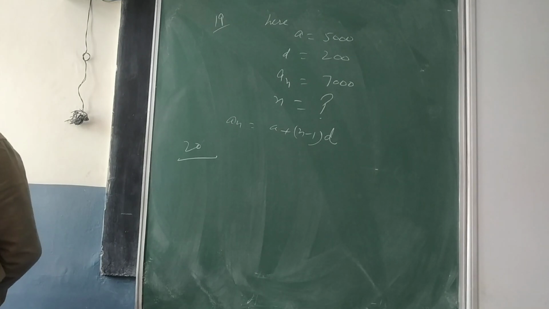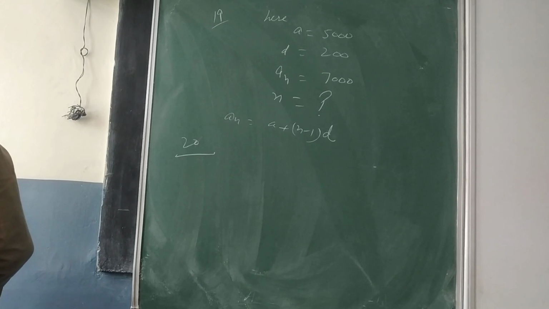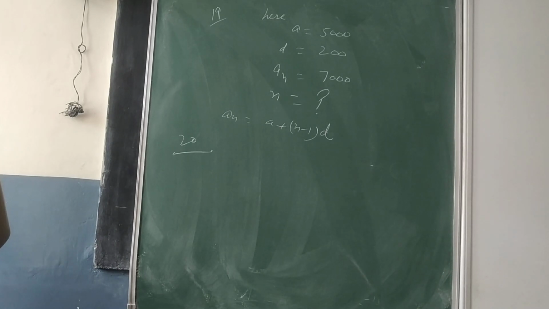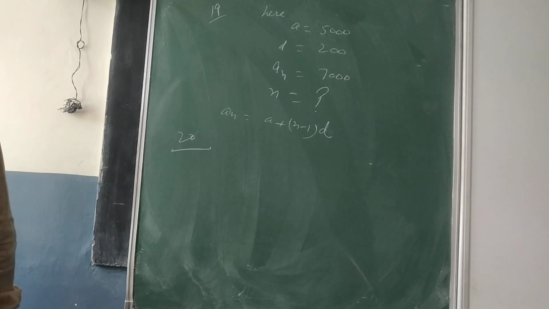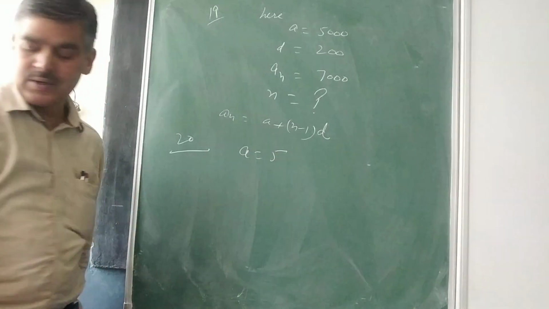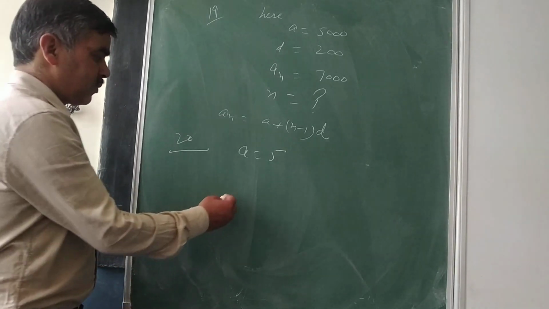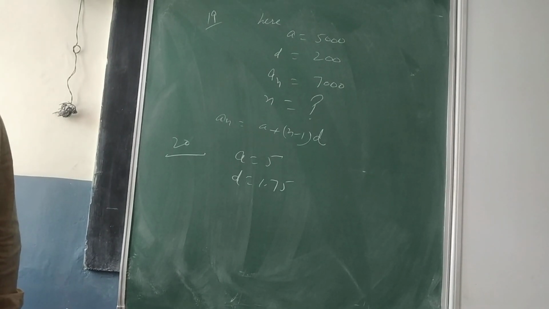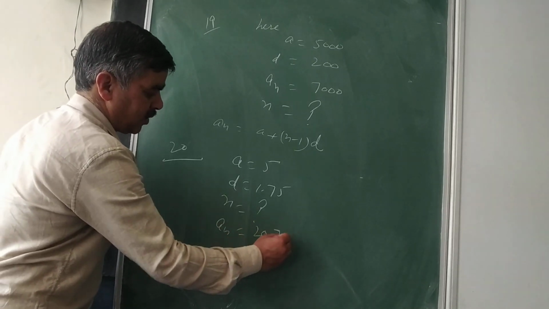Similarly, you please go to the 20th question. Here it is, Ramkali saved rupees 5 in the first week of a year and then increased her weekly saving by 1.75. If in the nth week her weekly saving becomes 20.75, find n. So straightaway it is mentioned here, Ramkali saved rupees 5 in the first week. So a is equal to 5. And then each week she increased her saving by 1.75, that is d equal to 1.75. And in the nth week I have to calculate when her saving, that is the last term, is 20.75.